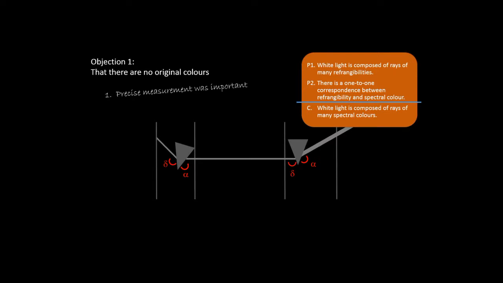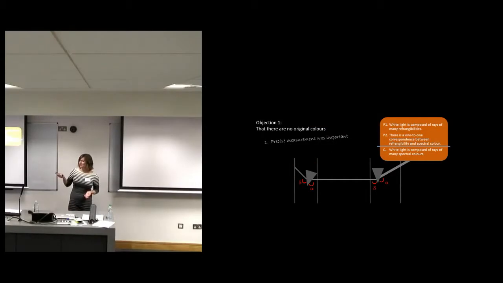So I think what this shows us is that for Newton, precise measurement was really important. What he's really trying to do here is sort of mathematize how we're going to think about light. He's interested in things like degrees and positions and shapes and sizes, things that we can reason numerically about.